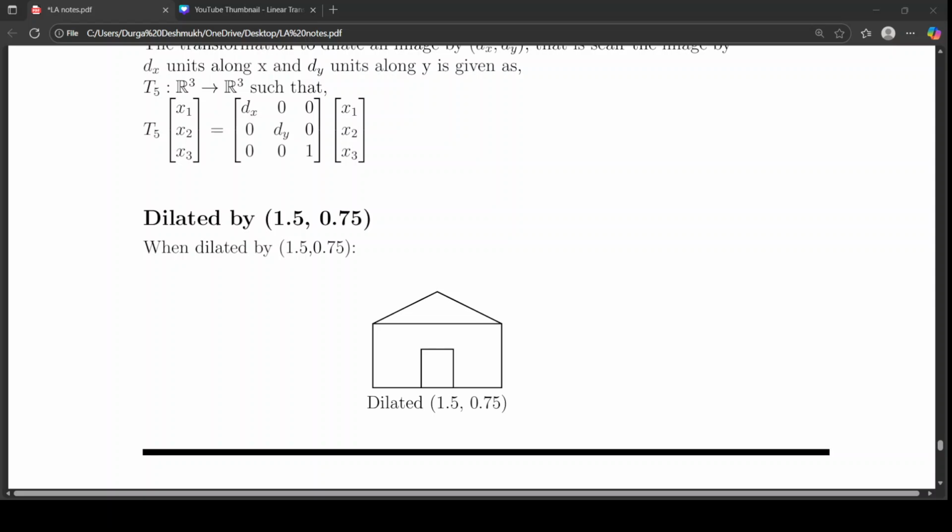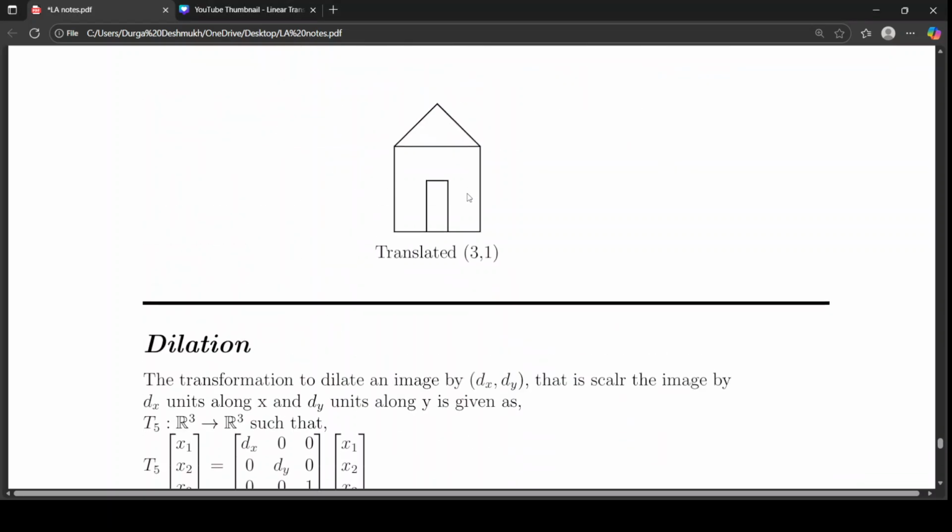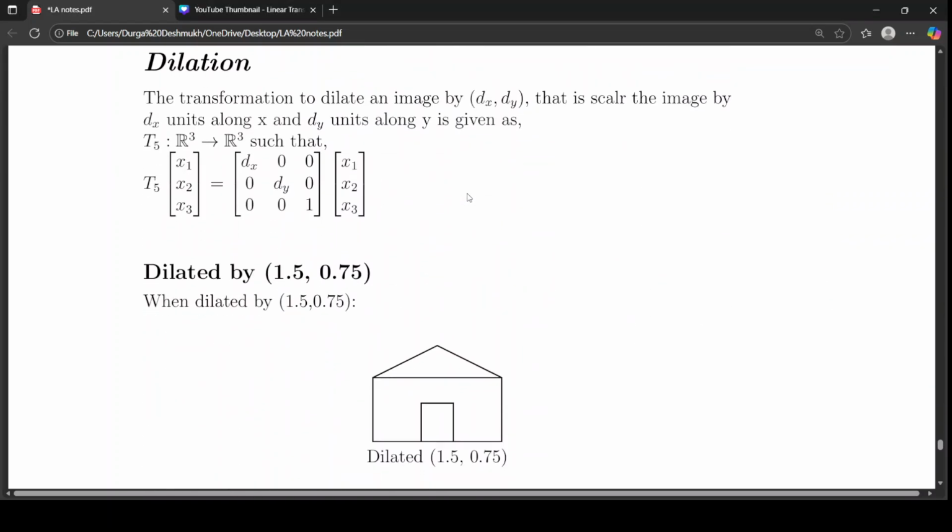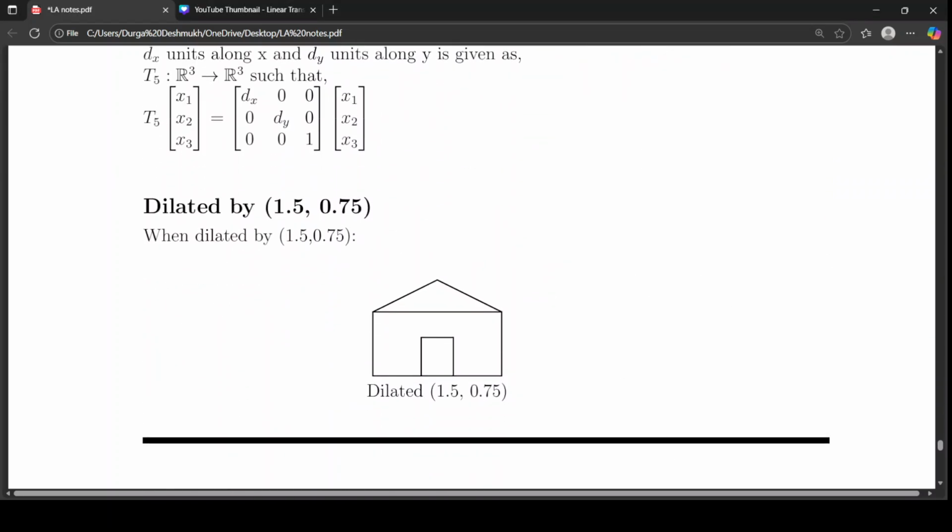So basically that is how you will find all of the transformations that I have mentioned in this video. I haven't really done the step-by-step method for each one, but that is basically the idea.